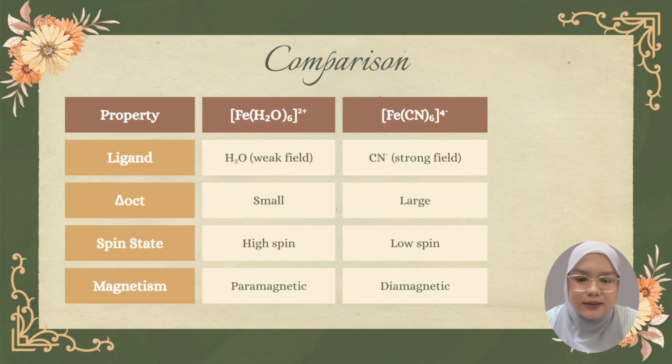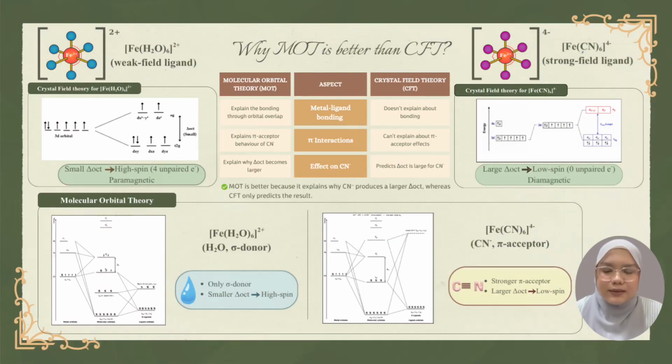On the other hand, cyanide is a strong field ligand. It produces a much larger delta, causing the electrons to pair in the lower energy T2g orbitals. Therefore, the hexacyanoferrate 2 complex is a low spin and diamagnetic complex. Overall, the stronger ligand field of cyanide results in stronger metal-ligand bonding and different magnetic behavior compared to the H2O complex. In this slide, we will discuss why molecular orbital theory is better than crystal field theory.